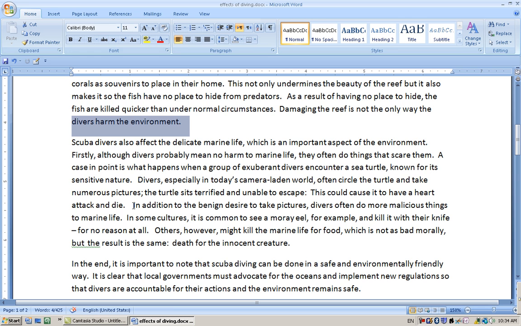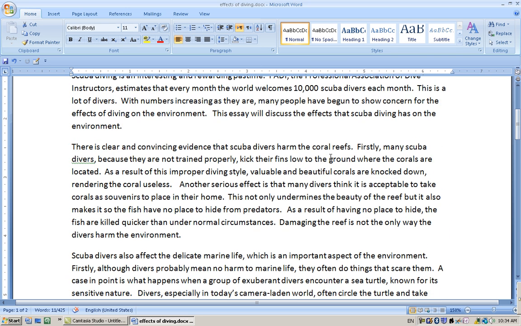In addition to the benign desire to take pictures, divers often do more malicious things to marine life. In some cultures it is common to see a moray eel, for example, and kill it with their knife for no reason at all. Others, however, might kill the marine life for food, which is not as bad morally, but the same result: death for the innocent creatures. Again, there's the effect: death for the innocent creatures. And the other effect was, some marine life will get so scared they have a heart attack, okay? And this is the way scuba divers affect them.